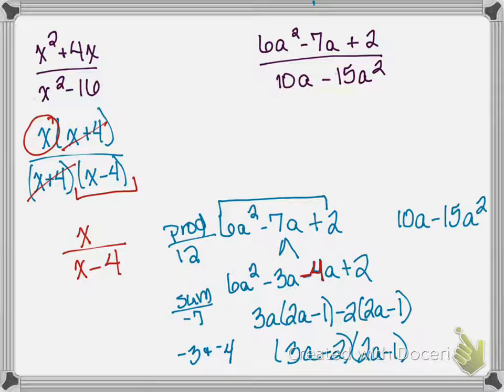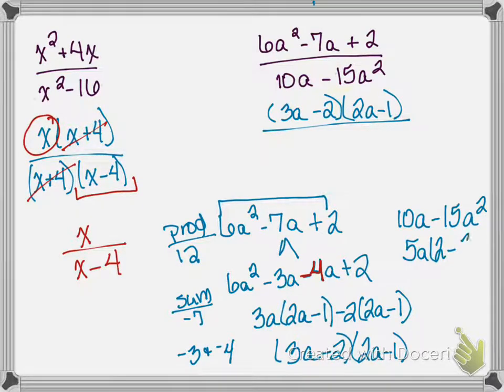Okay? So I have 3a minus 2 and 2a minus 1. Okay? Now, what comes out of 10a and -15a squared? What comes out of both of them? 5 and a. Okay, now when we do this, I get 5a times 2 minus 3a.